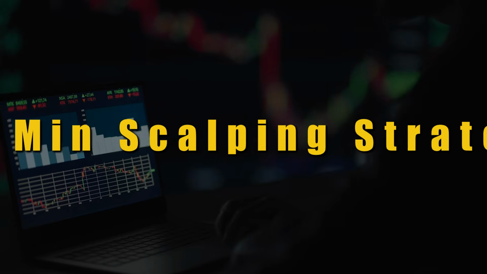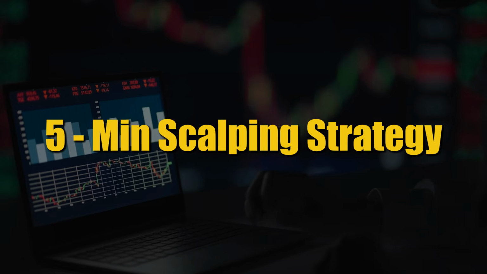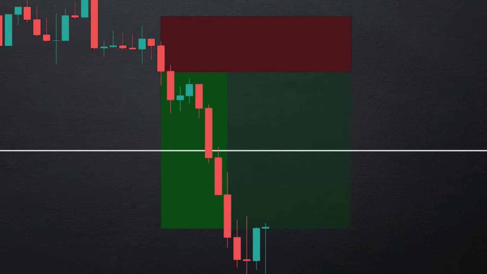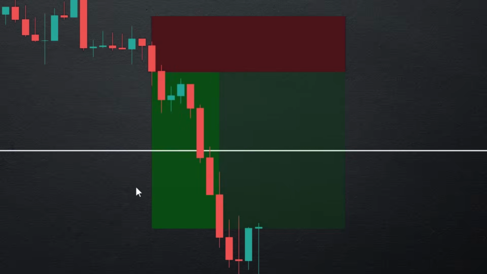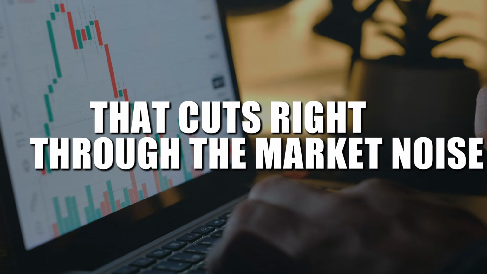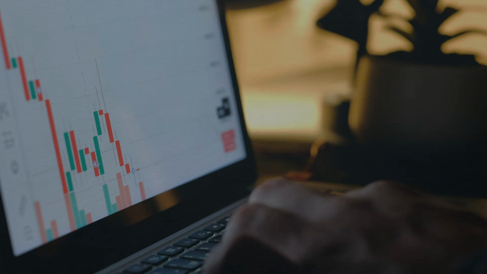So you've tried 5-minute scalping, right? You know that feeling. It's just a whole lot of chaos, a lot of noise, and maybe a little bit of hope. But what if we could swap that chaos for a crystal clear, repeatable system? Well, today, we're going to break down a simple two-step strategy that cuts right through the market noise and shows you exactly when and where to look for a trade.